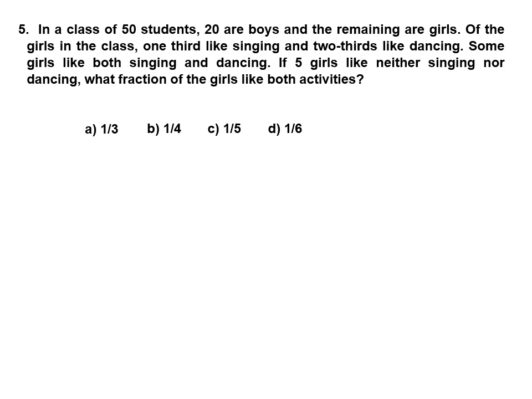तो चलिए स्टार्ट करते हैं फिफ्थ क्वेश्चन से। In a class of 50 students, 20 are boys and the remaining are girls. तो बॉयज अगर 20 हैं तो गर्ल्स कितनी होगी हमारी क्लास में, 30 होगी। ठीक है। Of the girls in the class, 1/3 like singing. So singing 1/3.